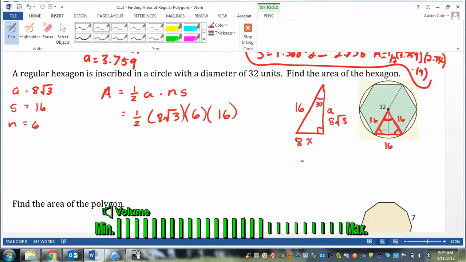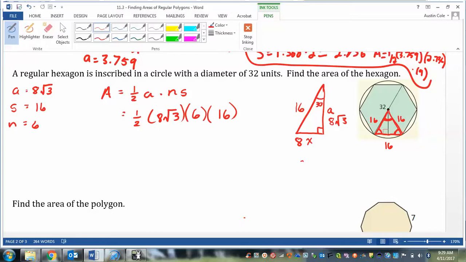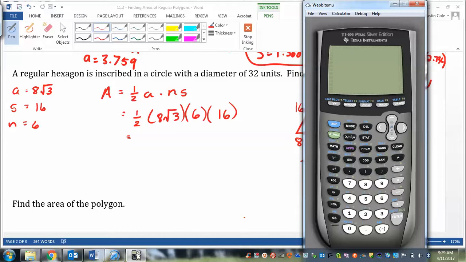Here we go, in our calculator. Guys, for some reason I always do the half last. You can do it however you want, but I'm going to go 8 times the square root of 3 and hit enter. That's just that number. And then I'm going to times it by 6, and then times it by 16, and then I need to times it by 0.5, or I could divide by 2.